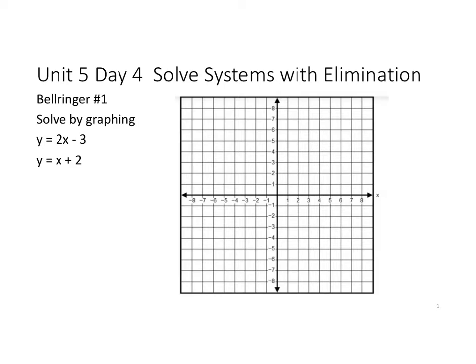Y equals 2x minus 3. Remember, with y equals mx plus b, this number is your y-intercept, and your m is your slope. So I'm looking at my first problem, 2x minus 3. My negative 3 is going to be my b, my slope is going to be m, which is going to be 2 over 1 because we want rise over run. I'm going to plot my negative 3, and I'm going to go up 2, run to the right 1.